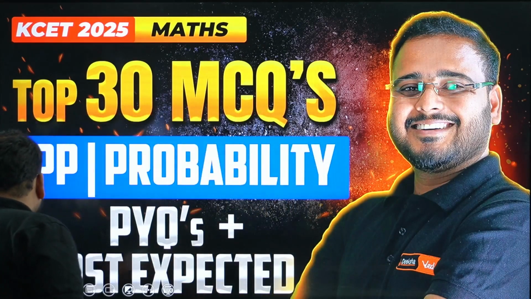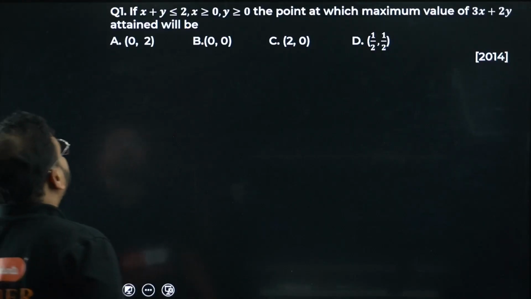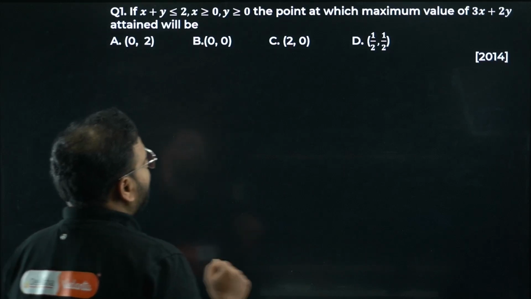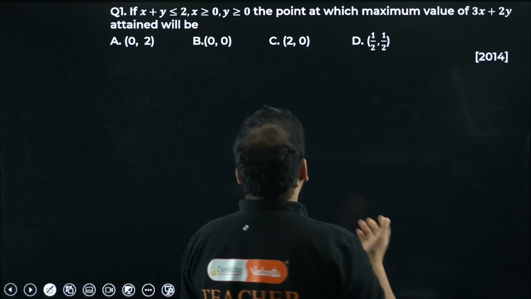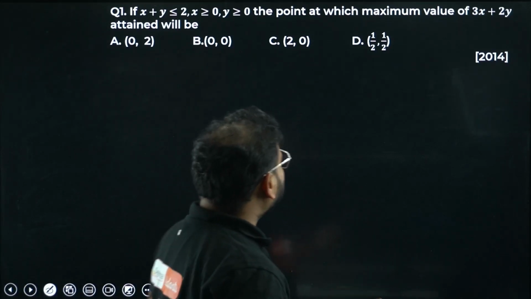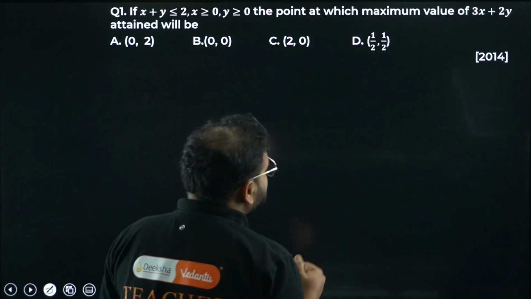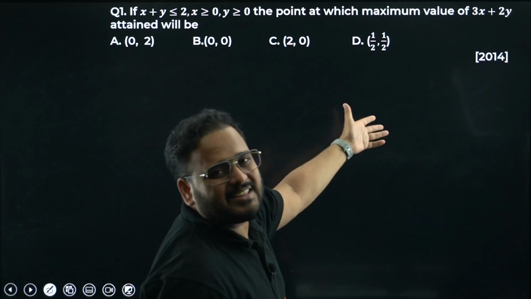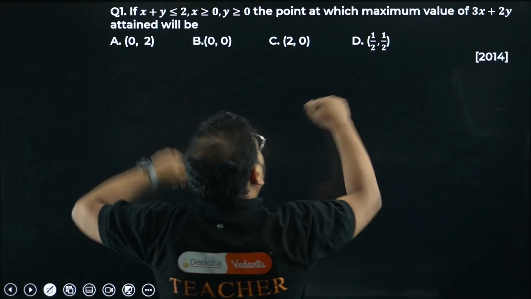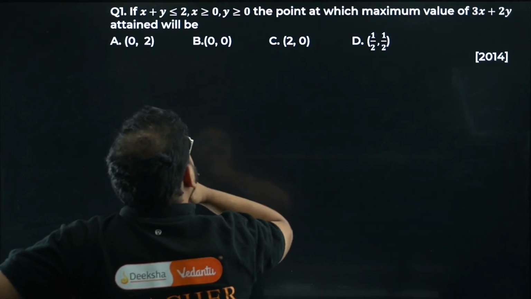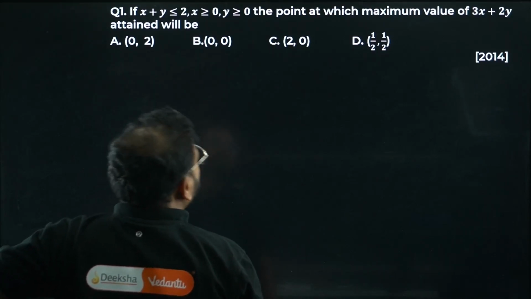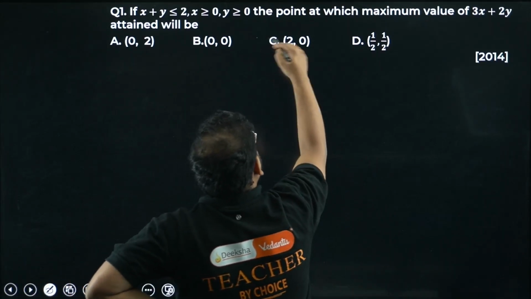If you have a look, question number 1: if x plus y is less than or equal to 2 and x is greater than 0, y greater than 0, again these are non-negative constraints, find the point at which the maximum value of the function will exist. They've given the points already, so we don't need to find anything else, just look at the function and the values. Of course 0, 2 and 2, 0 yes. Please check.